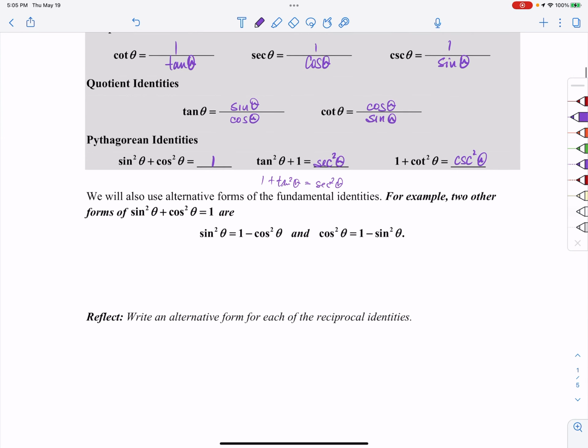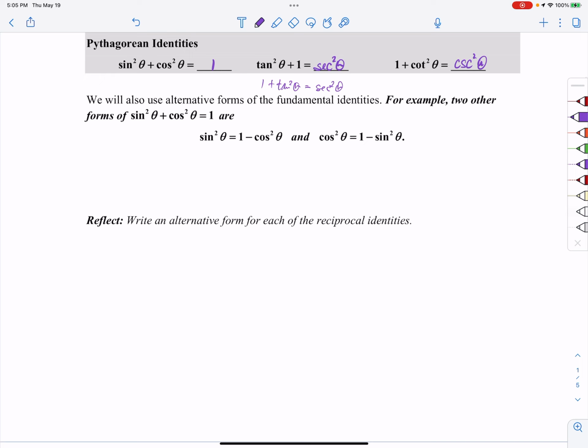All right, now you need to understand that with these Pythagorean identities, there are going to be alternative Pythagorean identities that you need to recognize and that you can also use.